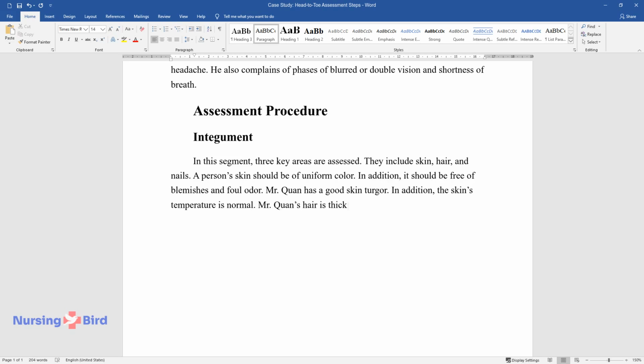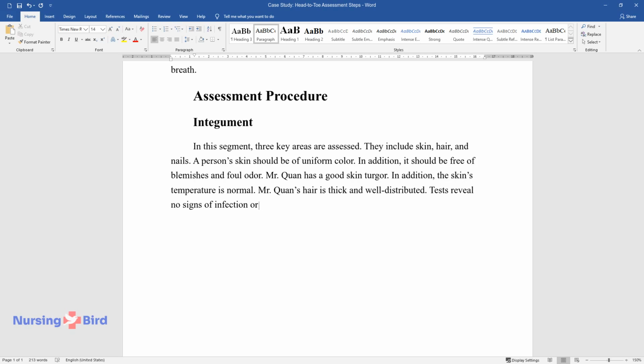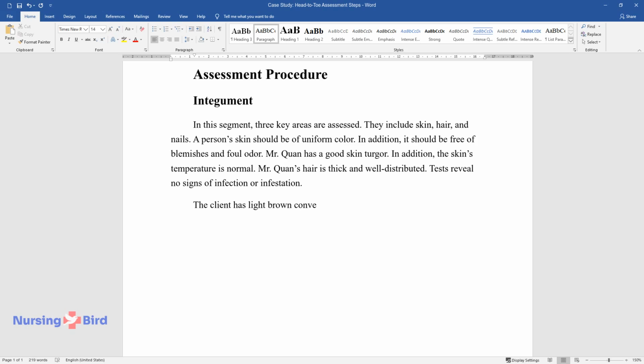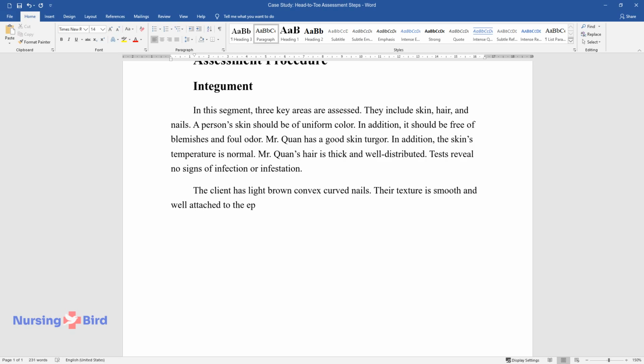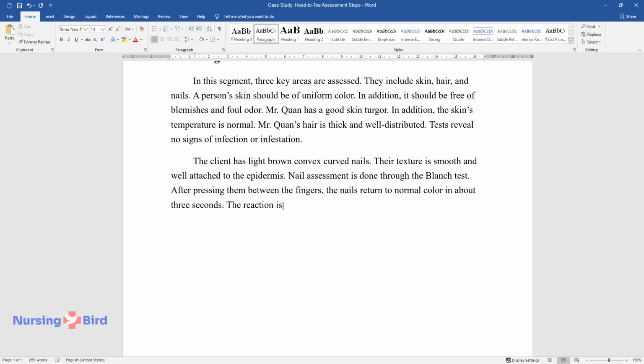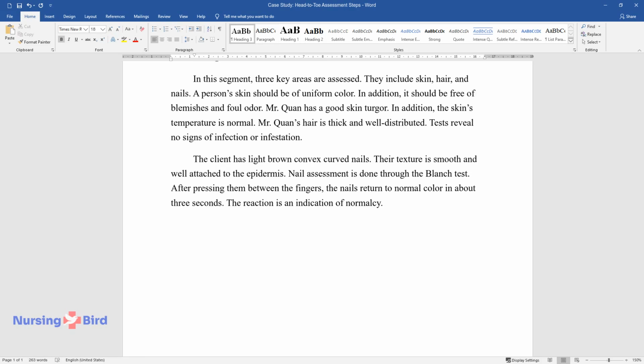Mr. Kwan's hair is thick and well distributed. Tests reveal no signs of infection or infestation. The client has light brown convex curved nails. Their texture is smooth and well attached to the epidermis. Nail assessment is done through the blanch test. After pressing them between the fingers, the nails return to normal color in about 3 seconds. The reaction is an indication of normalcy.